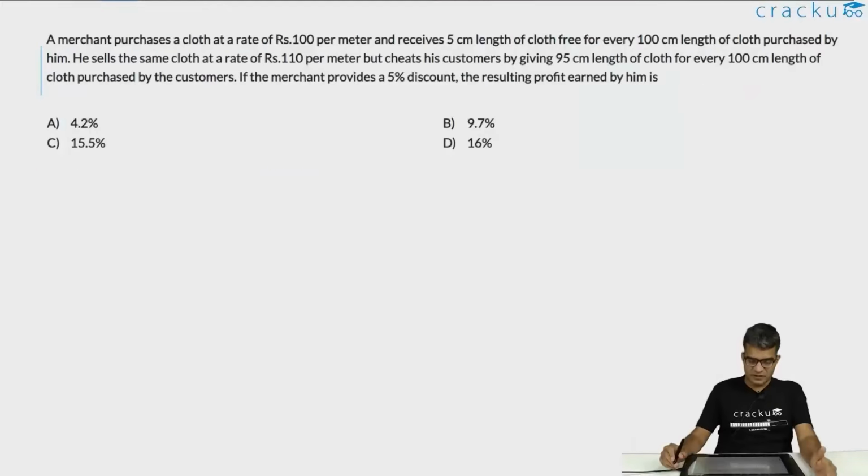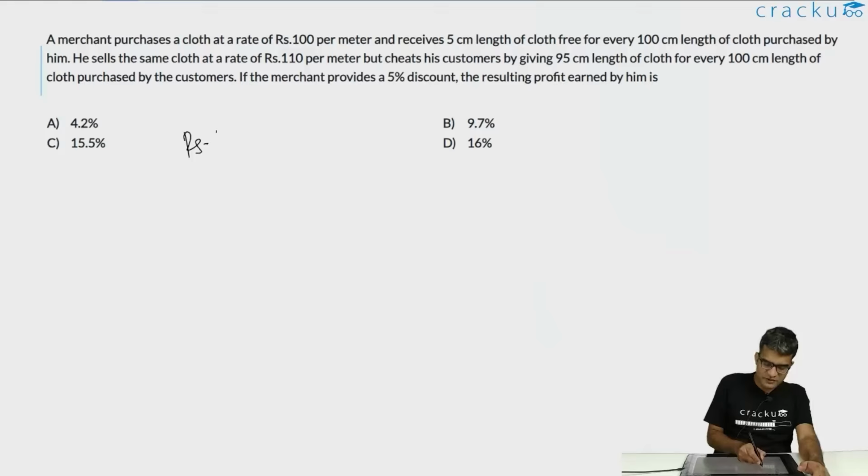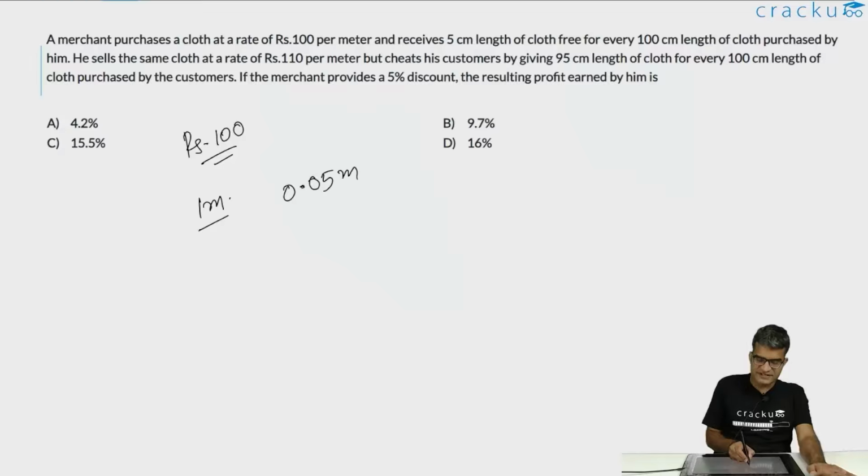In this question, we are told that a merchant purchases cloth at the rate of rupees 100 per meter, but he receives 5 centimeters length of cloth for free whenever he is purchasing 100 centimeters of cloth. Let us assume that this guy goes to the town with rupees 100 and he purchases 1 meter. If he is purchasing 1 meter of cloth, he is getting 0.05 meters of cloth, that is 5 centimeters, for free. So overall, he will have 1.05 meters.